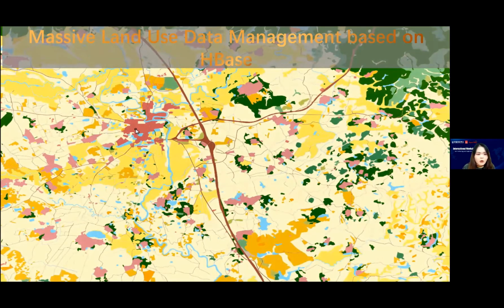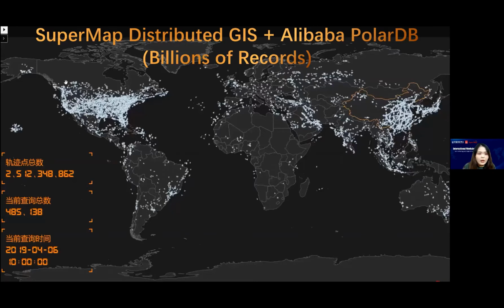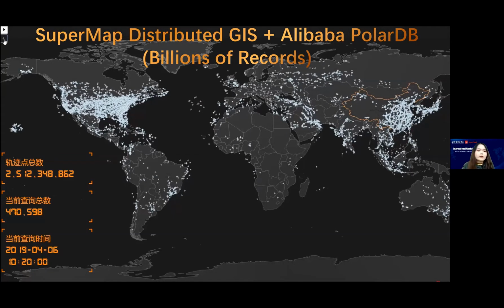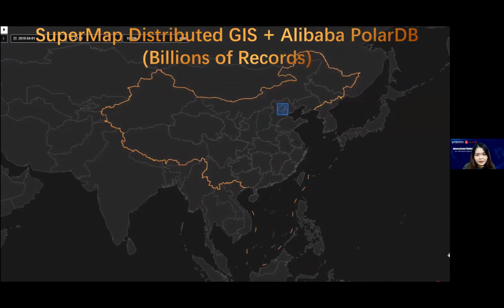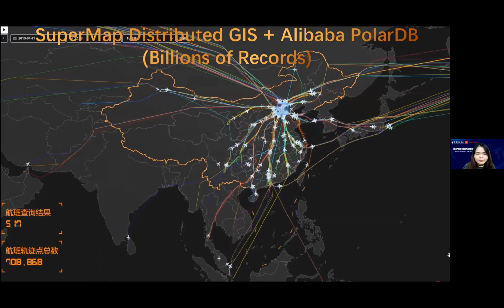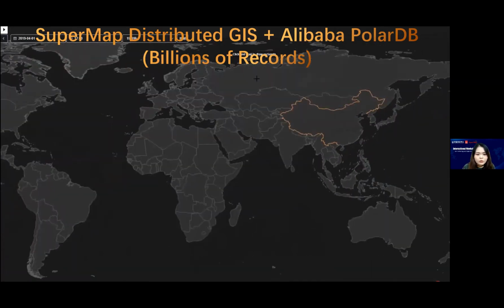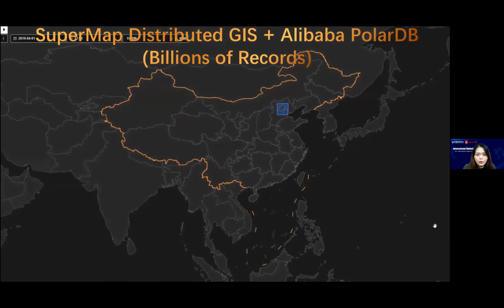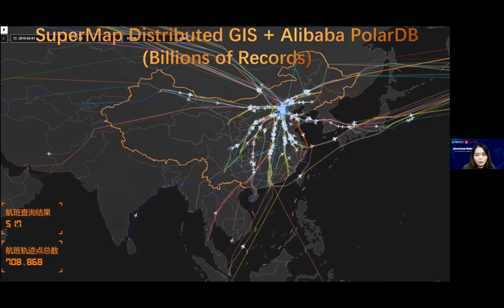Here's a case of millions of land use data managed in HBase. It only takes seconds for data query and search. The other example is a global flight demo based on SuperMap distributed GIS and Alibaba PolarDB. In this demo, it has billions of global flights data. We could also quickly do any search and query, and it will quickly visualize the global flights data.